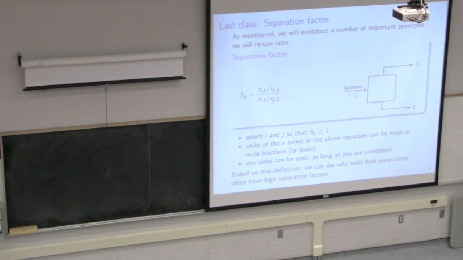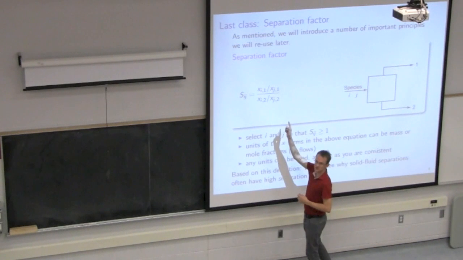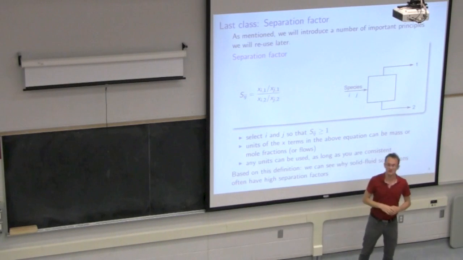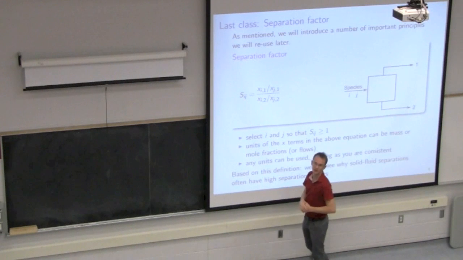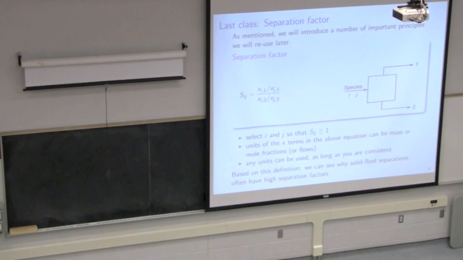Okay, so if we assign stream 1 to that condensate and we assign water as species I and salt as species J, what is xJ going to be in the numerator, or xJ,1? Zero. Okay, so I'm going to get a division by zero, I'm going to get infinity. So systems where we get perfect separation have a separation factor of infinity.